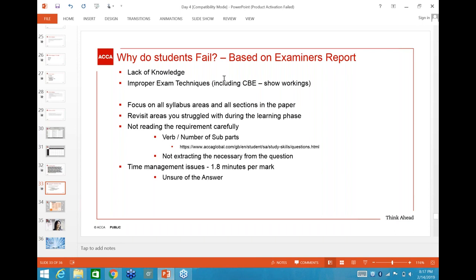Don't just walk in there without having a proper idea of what tools are available and what they will do for you. Focus on all areas of the syllabus and all sections in the paper. I said, do not cherry pick, do not select areas. At the exam, don't say, let me focus on the big questions only or the MCQs only. Revisit areas you struggled with during your learning phase. That's something that I also regularly did.